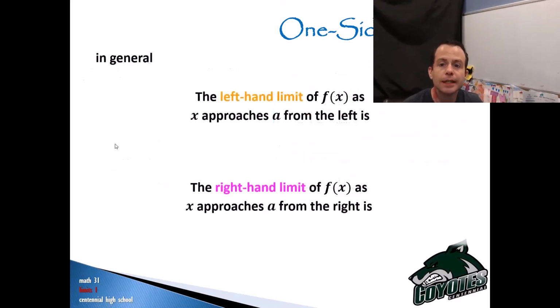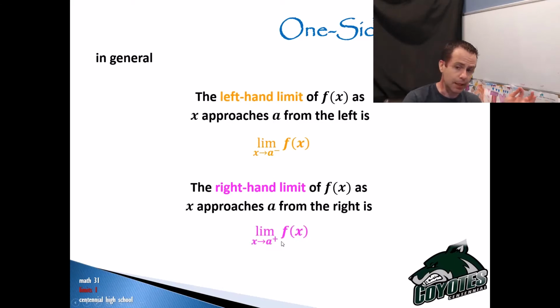In general, the left-hand limit of f of x as x approaches a from the left is written like this. Each one of those symbols means something. The arrow is approaches, and that negative sign tells you you're coming from the left. So as x approaches a from the left, that describes the limit of f of x. The right-hand limit of f of x as x approaches a from the right looks like this. The only difference is that we've got a plus sign there instead of the negative sign.